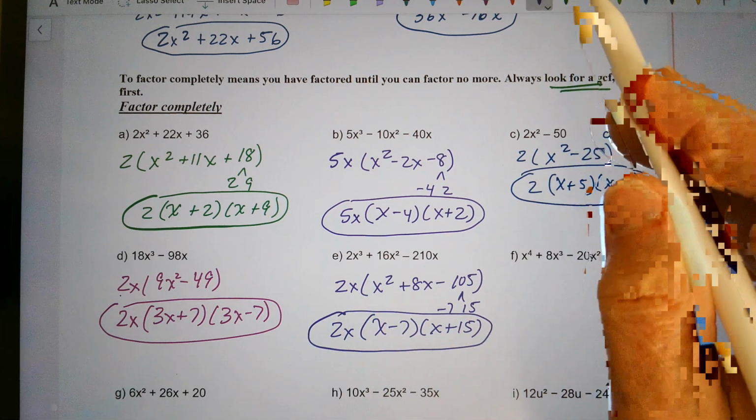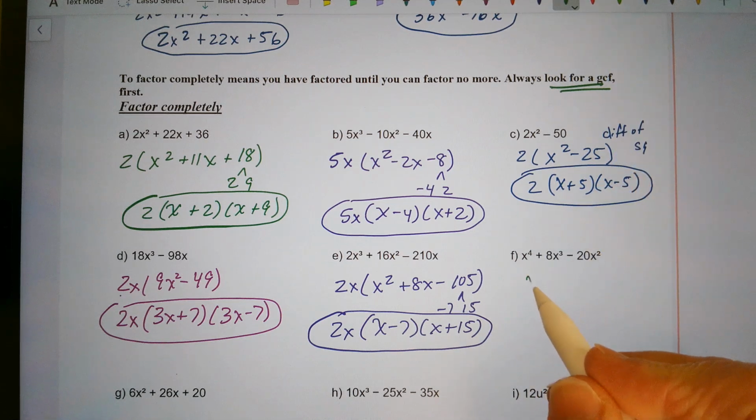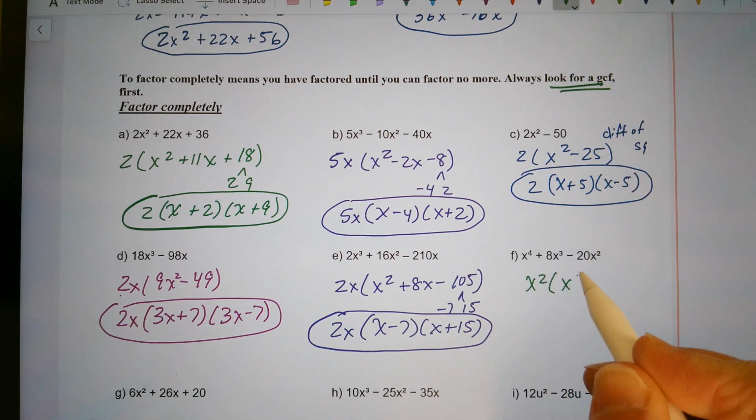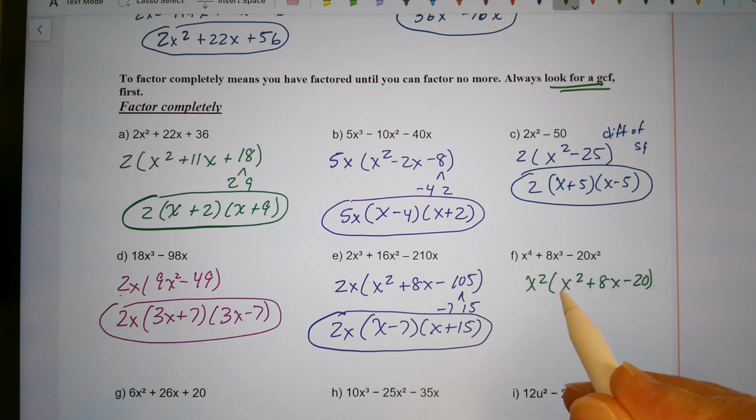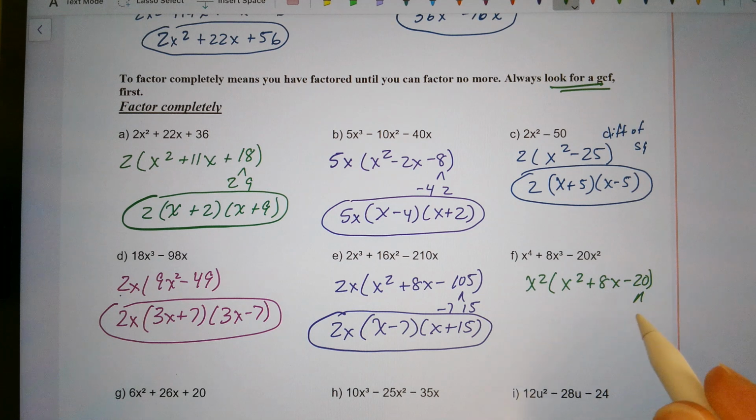F, common to the three terms, is x squared. X squared plus 8x minus 20. Leading coefficient is 1. Factors of negative 20 that sum to 8. 10 and negative 2.